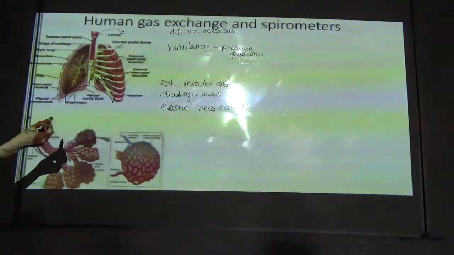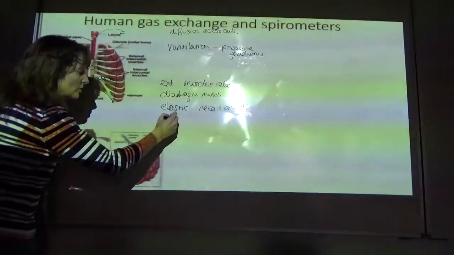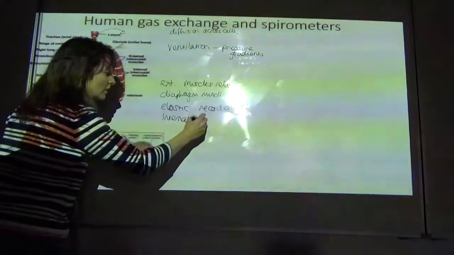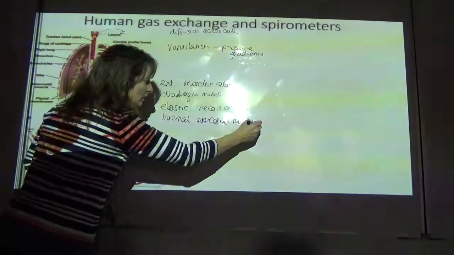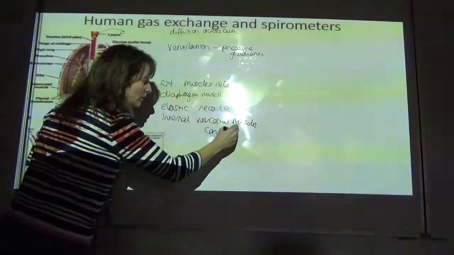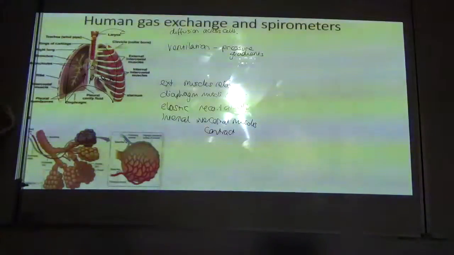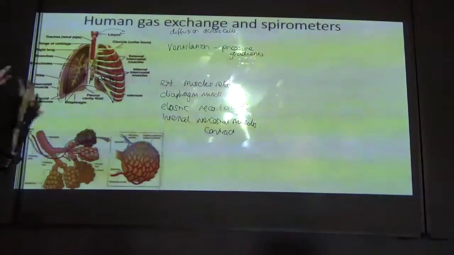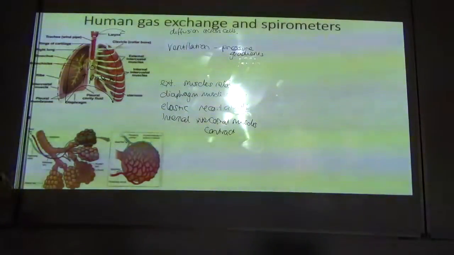You can also mention the contraction of the internal intercostal muscles. That will help to make the volume of the lungs decrease faster so that you can force more air out more quickly, for example in forced expiration.